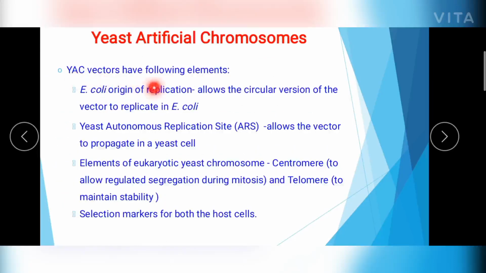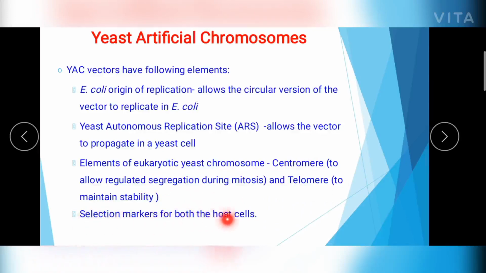If you see the features of these YAC vectors, an E. coli origin of replication is there, which allows the circular version of the vector to replicate in E. coli, replicating like a plasmid, and it has a yeast autonomous replication site, the origin of replication of yeast, which helps to propagate the vector in the yeast cells. It also has other segments like centromere and telomere sequences. The centromere helps in regulating the segregation during mitosis, and the telomere helps to maintain chromosome stability.